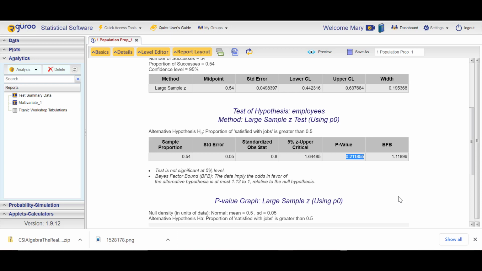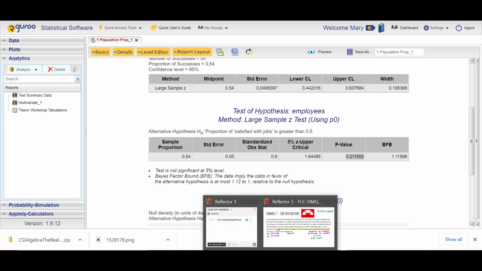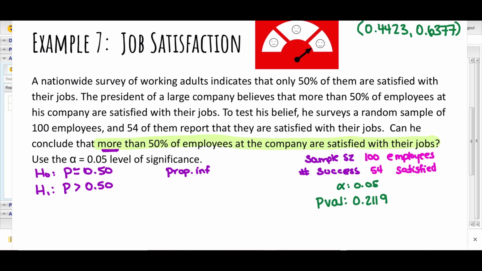Okay, and then while we're here on this page, I'm going to go ahead and give the lower and upper level for the confidence interval, which is between 0.4423 and 0.6377. All right, going back to the other screen. Okay, so p-value, we're comparing that to 0.05.